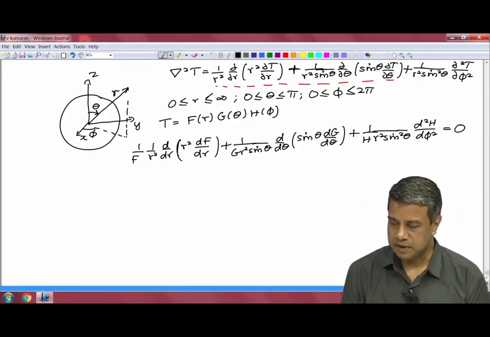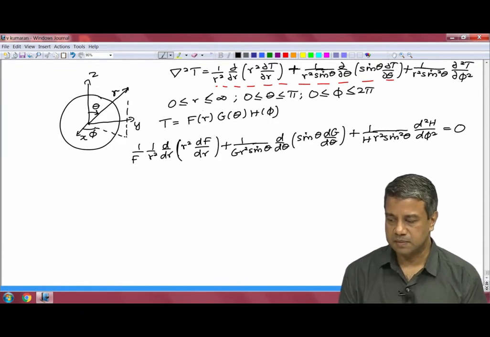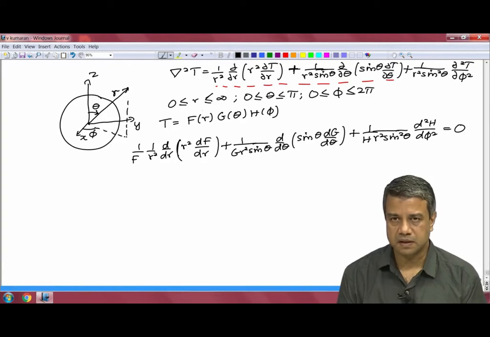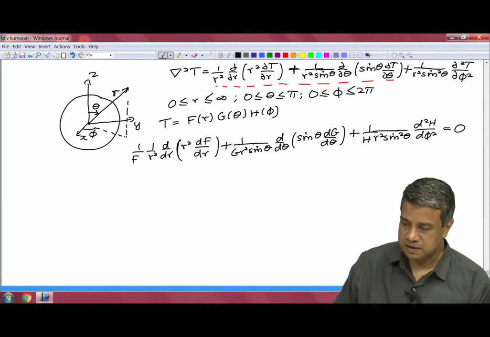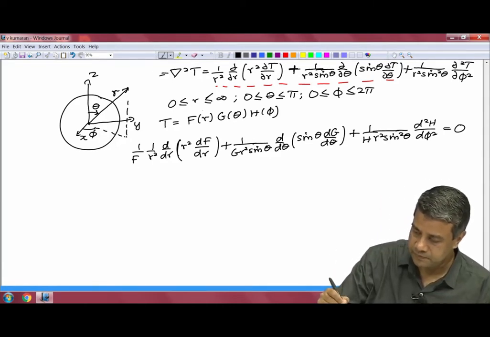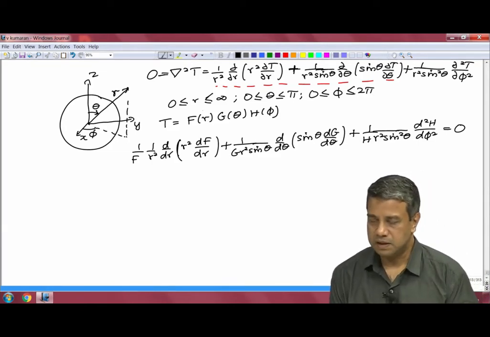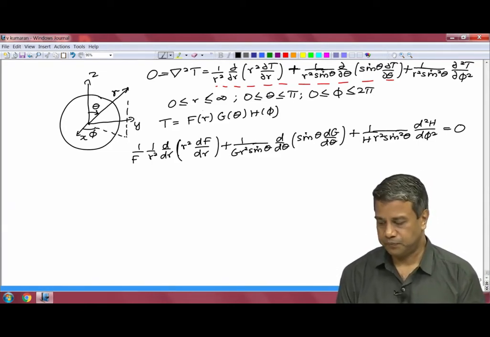So, substitute T as f times g times h, where f is a function of r, g is a function of theta, and h is a function of phi. Substitute into the Laplace equation for the temperature field, del square T equal to 0. Divide throughout by f times g times h, and this is what you get.